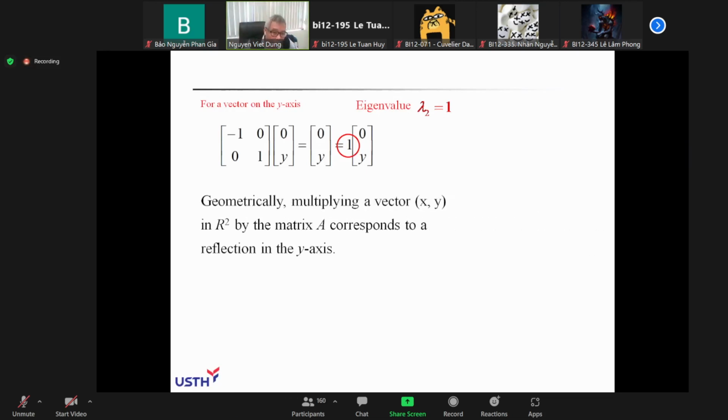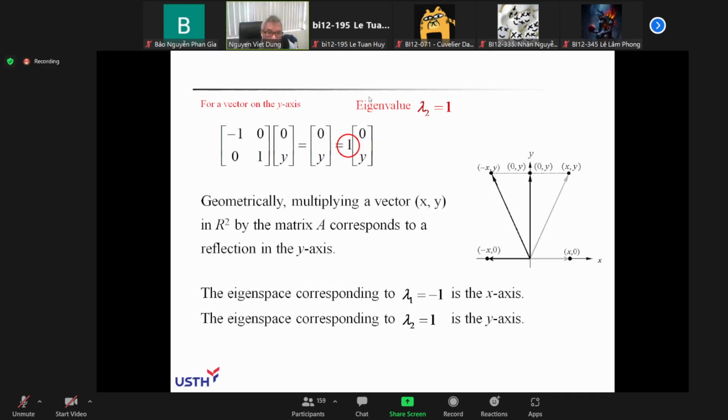Or if you want to look at the geometry, when you multiply a vector (x, y) by the matrix A like that, you will get the following. That is a reflection in the y-axis, meaning we take the point from here to there. Reflection in the y-axis.